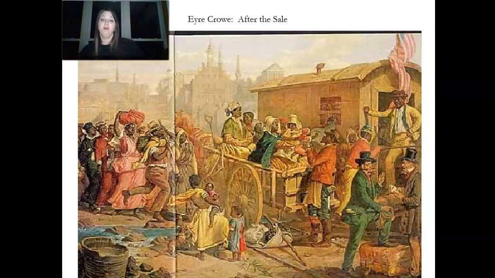So air or ire crows after the sale. And so you see a lot going on here. You see a lot of colors and a lot of vibrancy. And of course, you see a lot going on. Your eyes are often drawn to the center point of the picture.